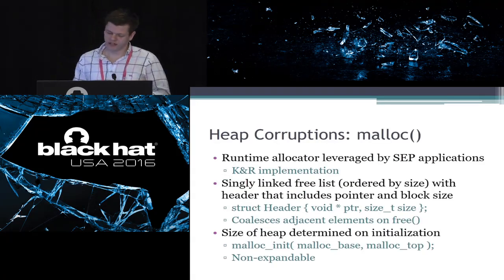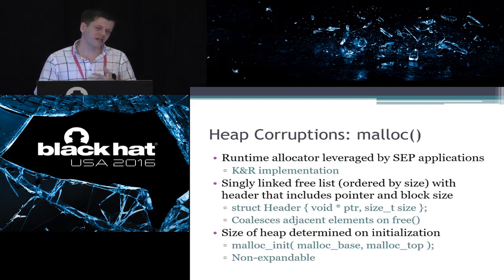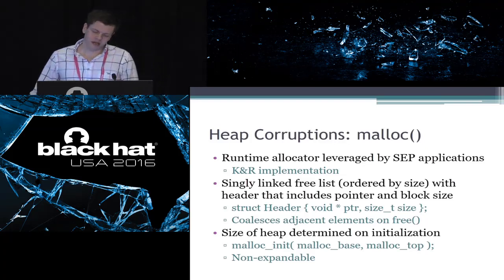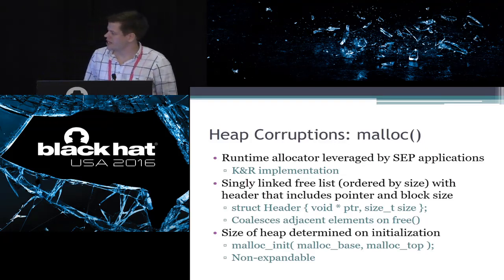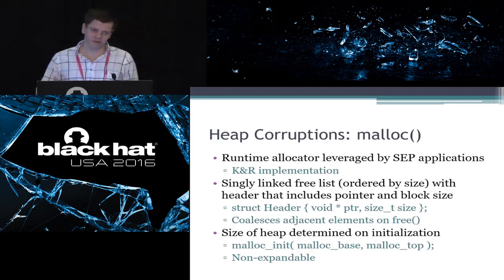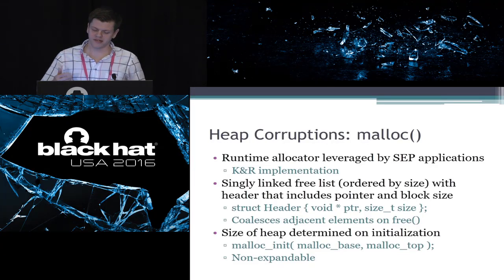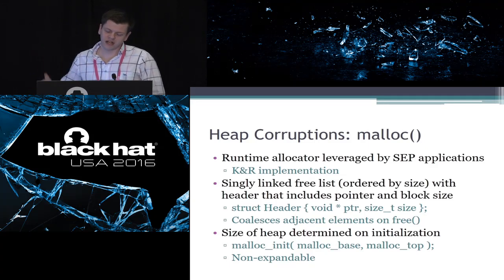In terms of heap corruptions, we are interested in how applications dynamically allocate memory. And the runtime allocator in SEP applications is a K&R implementation. So whenever you call malloc, it uses this implementation. This is a very simple allocator. It just has a single free list ordered by size. And the header has just a pointer to the next free element and the block size.